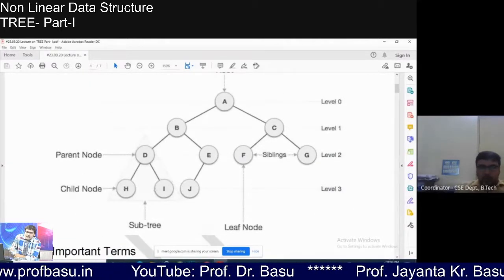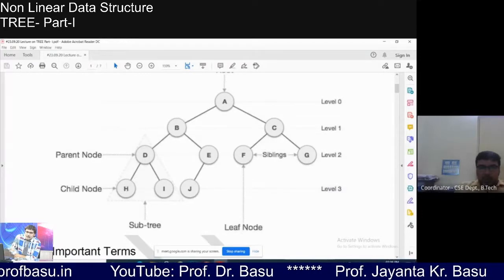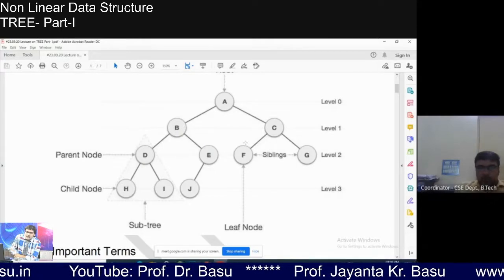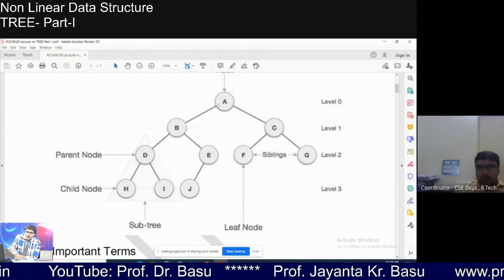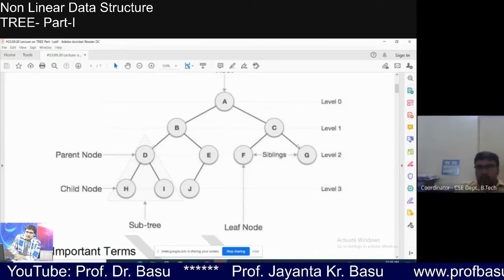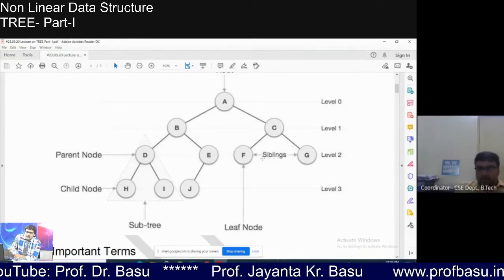And you know that, as I told, this is the child node of this parent node, and D or E is the child node of B. B and C are the child nodes of A. And the nodes at the same level are called siblings. Siblings, same level.